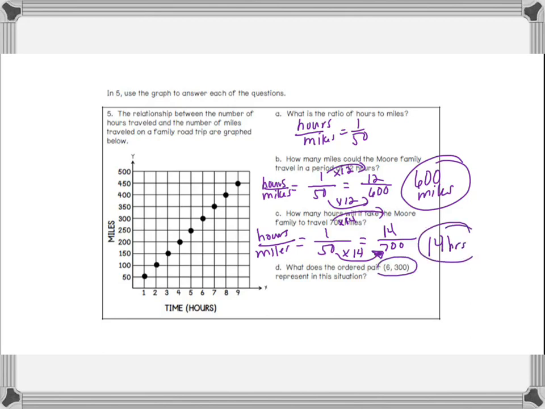So let's say you had this ordered pair, 6 and 300. 6, remember, is our x. Y is our 300 here. So x is hours. Y is miles. So this is telling us that in 6 hours, they would travel 300 miles.